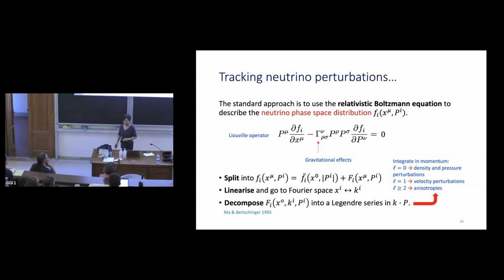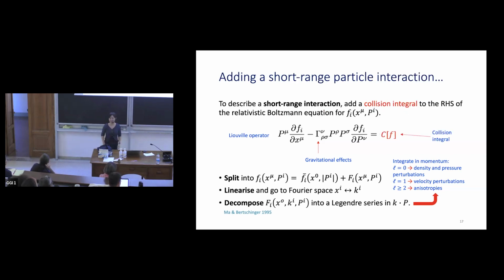If you download CLASS or CAMB, that's what's done in that black box. Now, what I want to do is to fold the decay process into this description. And the way I would do it is, very simply, an integral. It's just exactly like how you track dark matter. You just add a collision integral to the right-hand side of the Boltzmann equation. So I can do that, and then I can just apply exactly the same recipe: split, linearize, decompose.